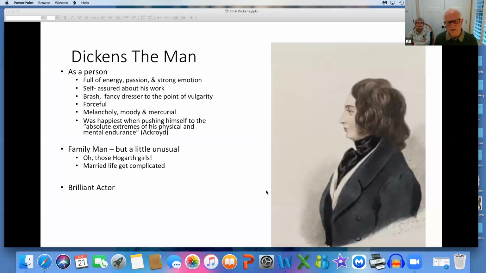So Dickens, the man, what was he like? Well, full of energy, passion. He was at his best when he totally pushed himself to the absolute extremes of physical and mental endurance, as Mr. Ackroyd says in his biography. He knew exactly what he wanted, very self-assured and extremely bossy, difficult to work with. He did have George Cruikshank as an illustrator on a couple of his works, but Cruikshank and he became enemies. If they saw each other on the street, they would get on opposite sides. He was difficult as a person. He was very melancholy. He could be charming, energetic, just the life of the party. And then when everybody left, he would kind of turn, and become very difficult.